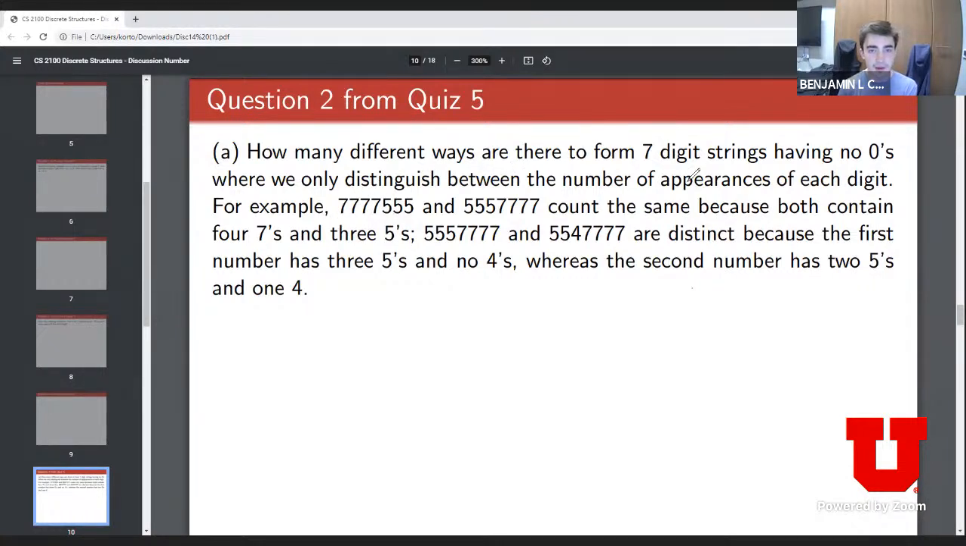So basically, how many different ways are there to form 7-digit strings having no zeros where we only distinguish between the number of appearances of each digit, right? So these strings are both the same. These ones are not. So a better way to rephrase this problem is: how many unique multisets are there from the digits 1 through 9? A multiset is just a set where we can have multiple of the same item, but order doesn't matter, right? So 7777555 and 5557777 represent the same multiset.